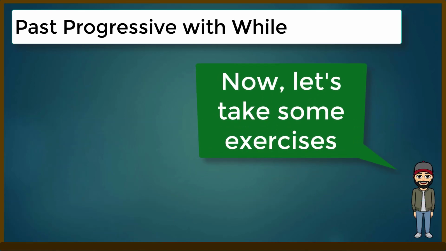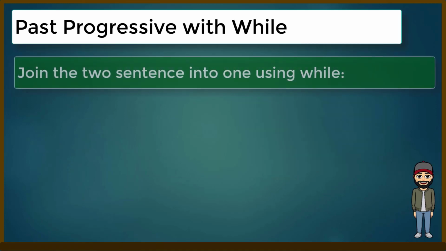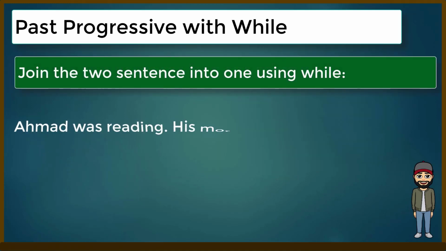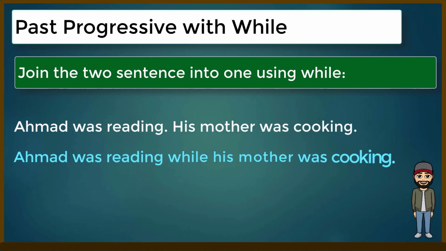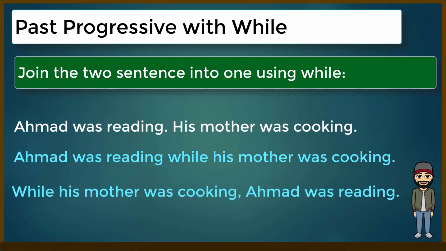Now let's take some exercises. Join the two sentences into one using while. Ahmed was reading, his mother was cooking. We say Ahmed was reading while his mother was cooking, or you can start with while. You say, while his mother was cooking, comma, Ahmed was reading. In the second sentence you have to add a comma.